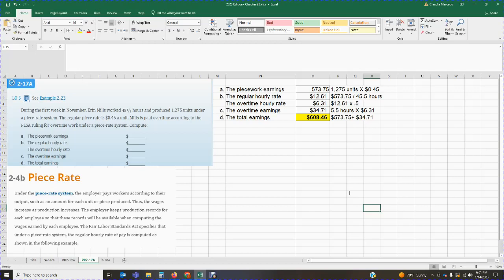To get the total earnings, you take your piecework earnings plus your overtime earnings, and that will give you your total earnings. A lot of information is provided in the problem. It's just a matter of dissecting it and understanding how we are going to use the information provided to calculate what is required. Not difficult. Please go back and read. There are wonderful examples in section 2.4b of your book that deals with the piece rate system.